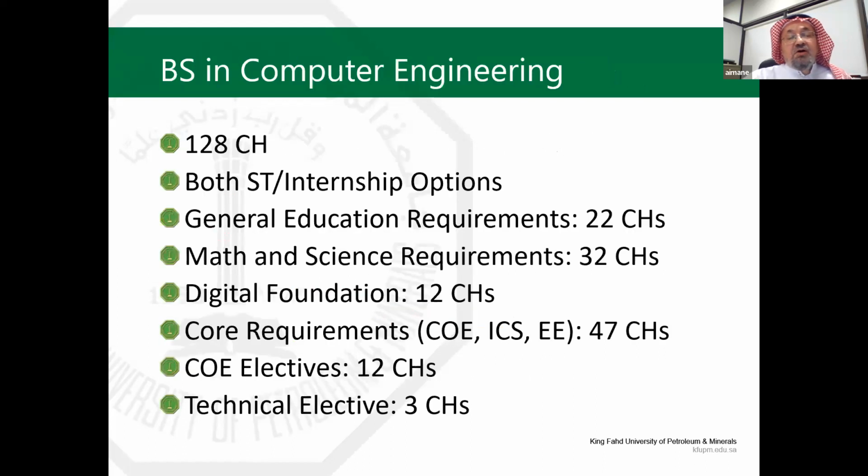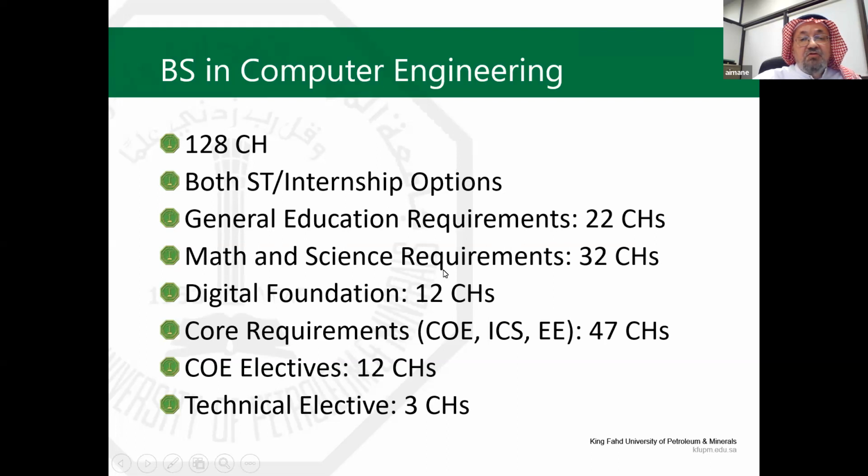So if you look at our Bachelor of Science program in computer engineering, it has 128 credit hours. It offers both summer training and internship options. And I would like to emphasize here that the internship became 1 semester, 6 credit hours. In the old program, it used to be 9 credit hours with basically a summer option. So you had to take the summer and a semester. Now, we have general education requirements, 22 credit hours like English, Islamic, and so on.